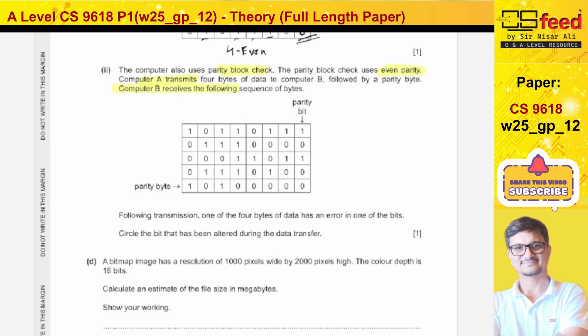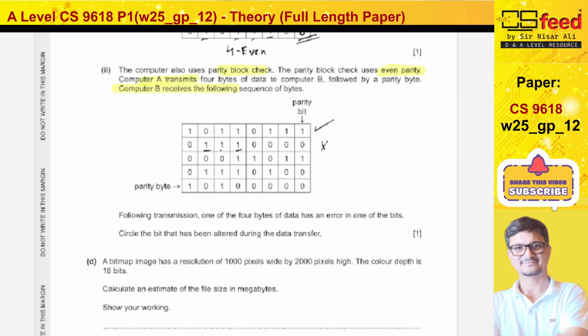So it is using the even parity. Even parity means we need a parity bit. First we need to check the rows. So 1, 2, 3, 4, 5, 6. This is correct. 1, 2, 3. So we have even parity followed.